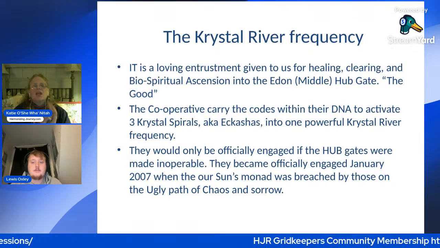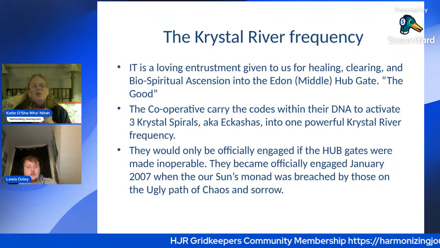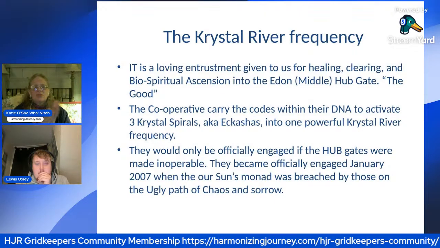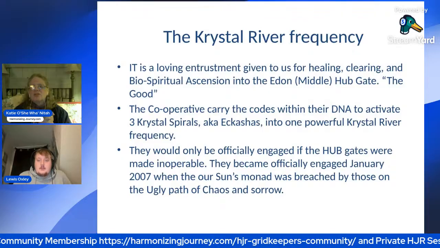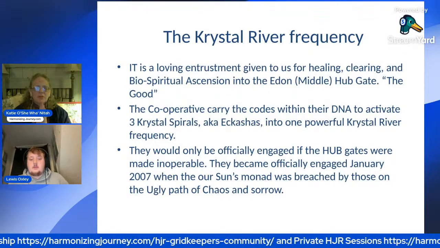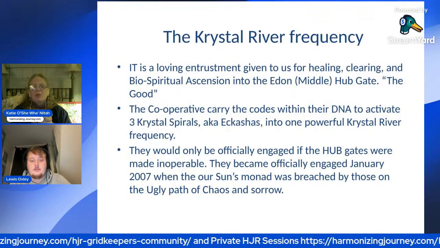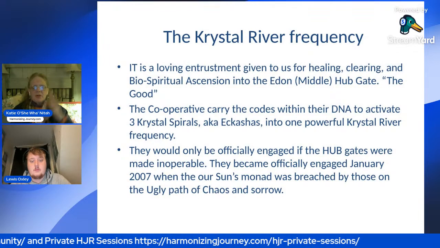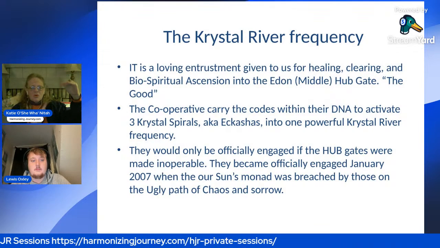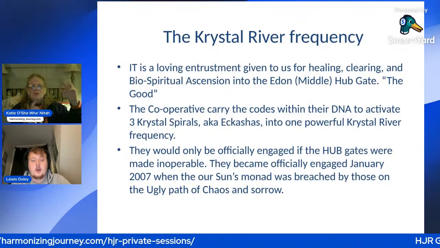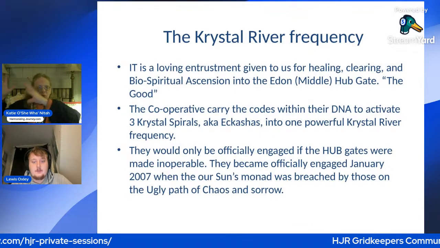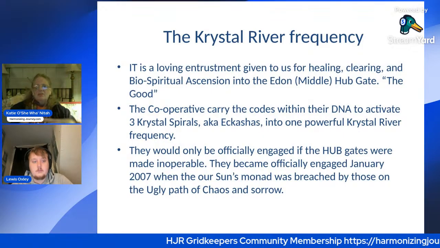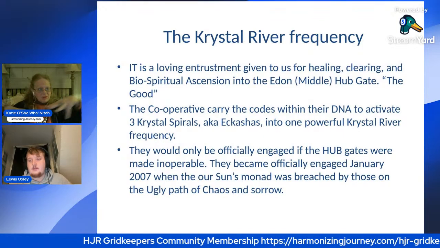The good. The cooperative carry the codes within their DNA to activate 3 crystal spirals, aka akashas, into one powerful Krystal River frequency. They would only be officially engaged if the hub gates were made inoperable. When we're talking about the inner or the core, inner, middle domains, hub gates, how we are able to portal our way into those realms through the hub gate system, through our own natural ascension cycles.